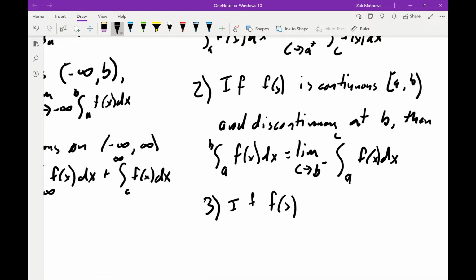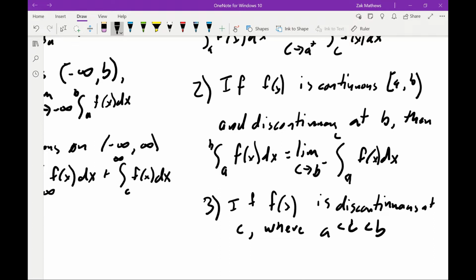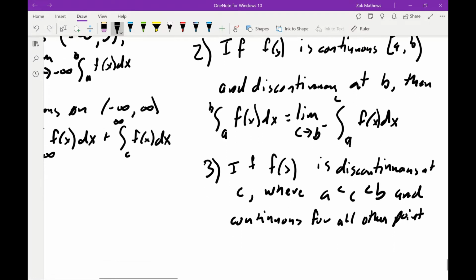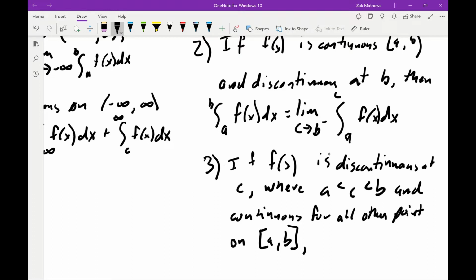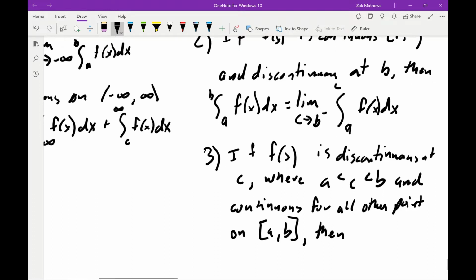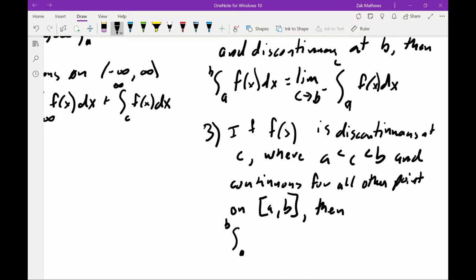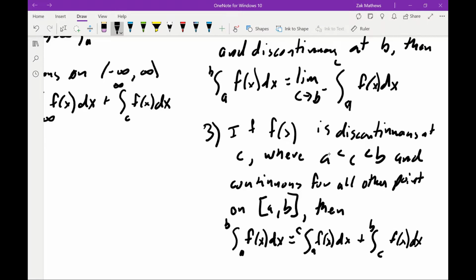And finally, if f of x is discontinuous at C, where the C is between our A and B, and continuous for all other points on the interval from A to B, then we can express this integral from A to B, which includes the discontinuity at C, by breaking it up as the integral from A to C, f of x dx, plus the integral from C to B, f of x dx, and then using 1 and 2.